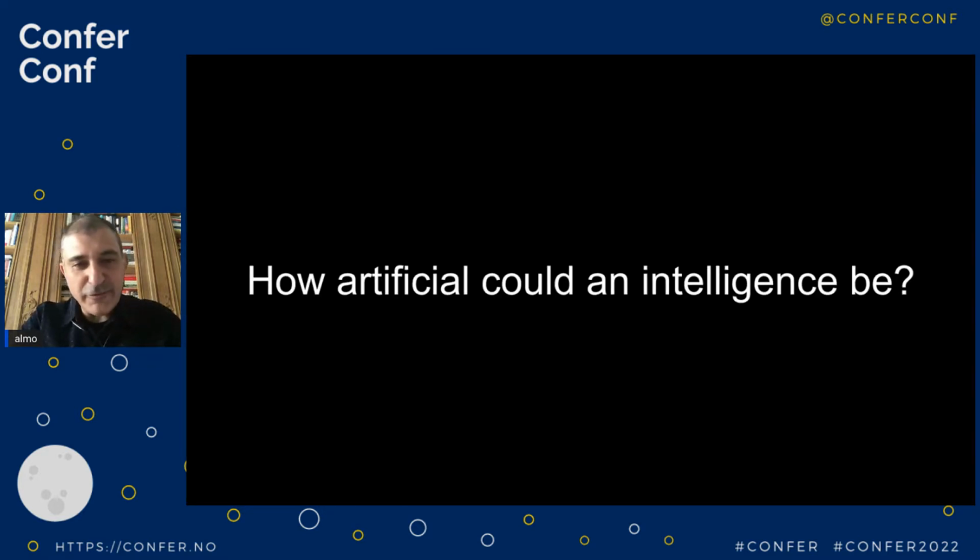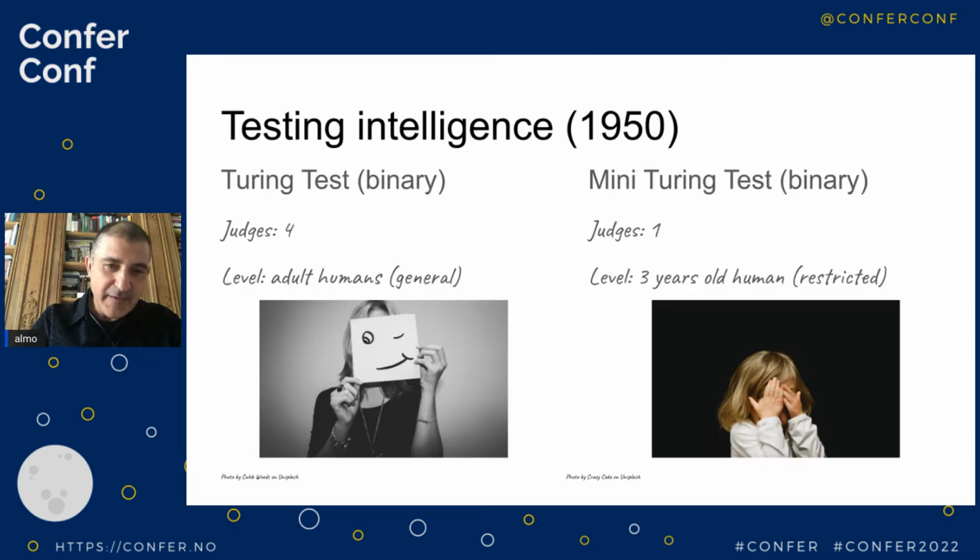So let's start with the first question. Probably you are familiar with different ways of testing intelligence. Actually, it was in the 50s, last century, when Alan Turing introduced what is now known as the Turing test, which basically introduced a binary criterion to decide if a system, a computer agent, is or is not intelligent.